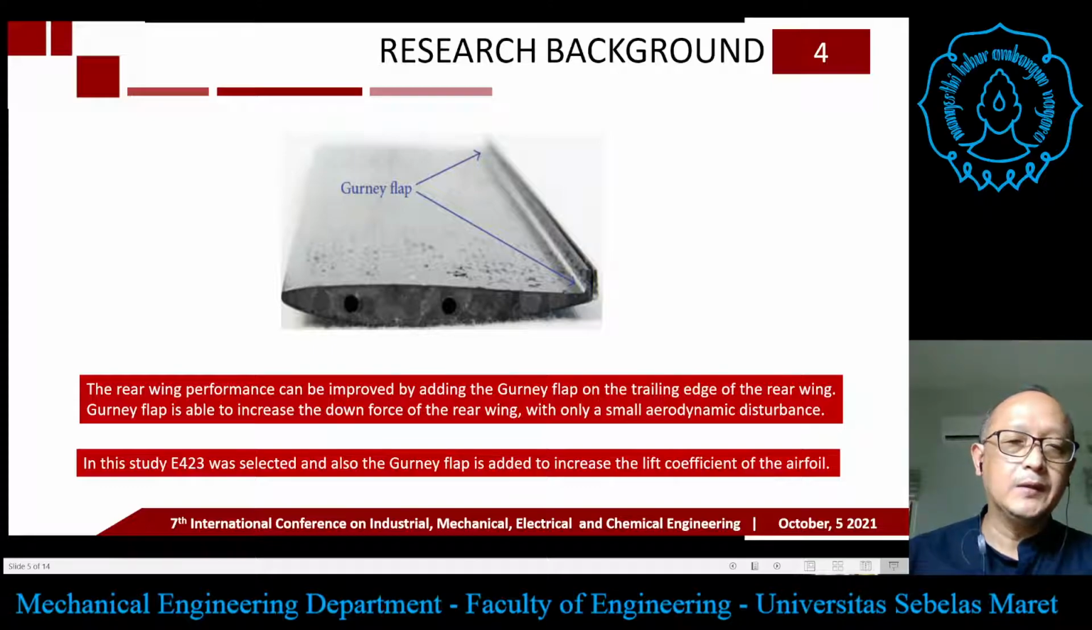The rear wing performance can be improved by adding the Gurney flap on the trailing edge of the rear wing. This Gurney flap is able to increase the downforce of the rear wing with only a small aerodynamic disturbance. In the study, E423 was selected and the Gurney flap is added to increase the lift coefficient of the airfoil.